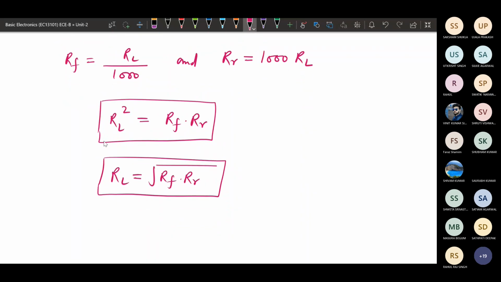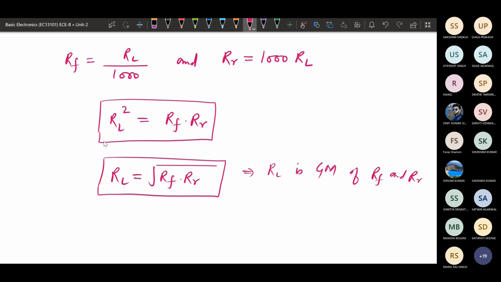So this is with respect to the designing. If we are going to design a clamper circuit, we should consider this in case of a practical diode we are using. So this should be the condition. From there, it could be concluded that the RL value is the geometric mean of RF and RR. So this was all about the positive clamper.